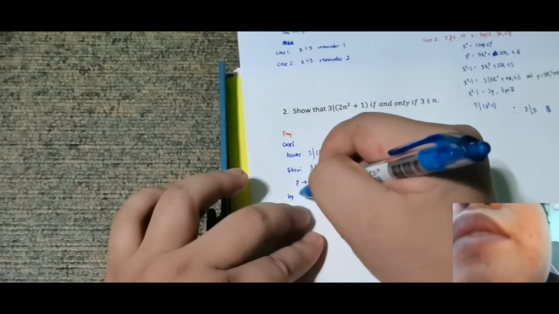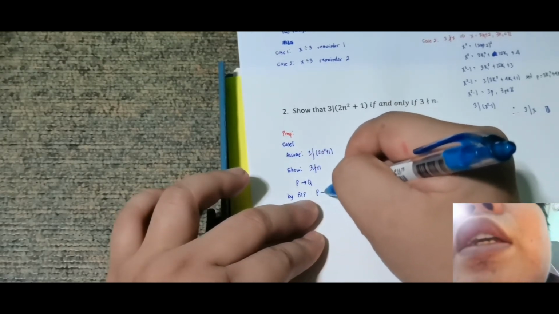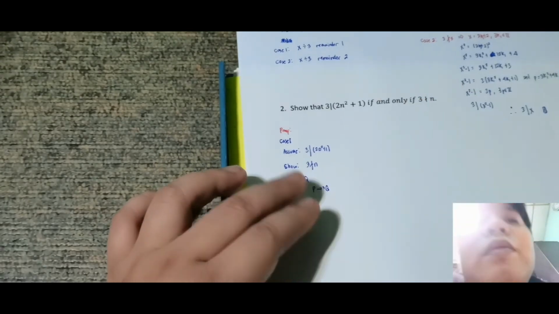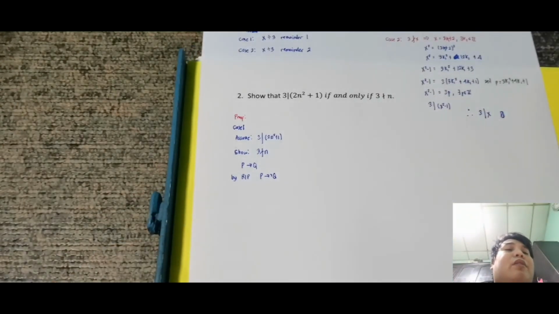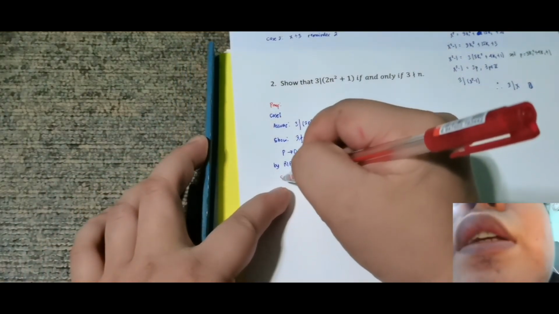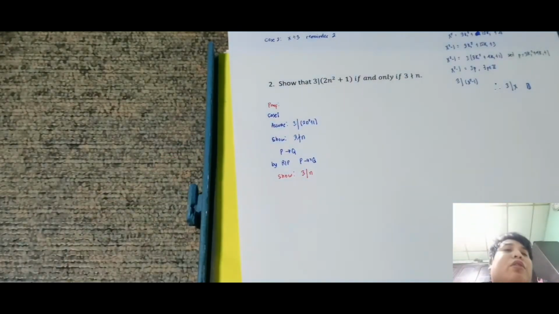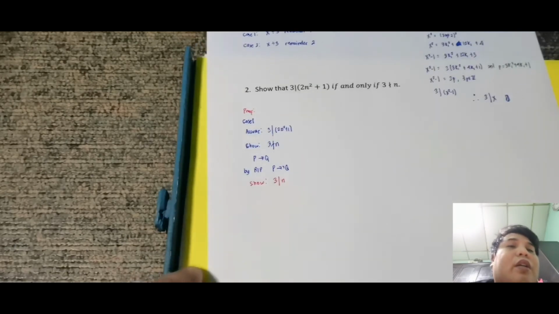So by RIP, ang mangyayari, P implies not Q. Tapos maghahanap tayo dapat somewhere ng contradiction sa loob. So ang gagawin ko, marirevise ko yung show ko. So yung bagong show ni sir is 3 divides n, kasi yun yung negation ng 3 does not divide n. So 3 does not divide n, negation is 3 divides n. Okay, so ito na yung goal natin. So somewhere dapat dyan makahanap tayo ng contradiction.